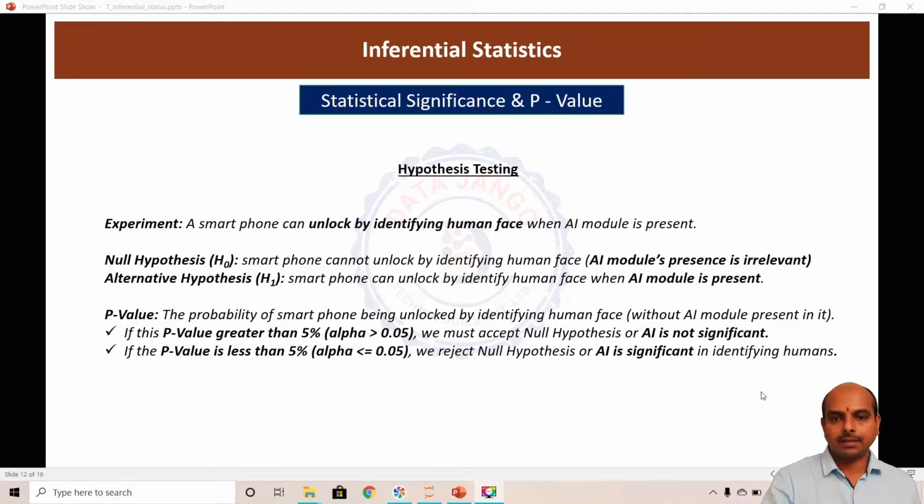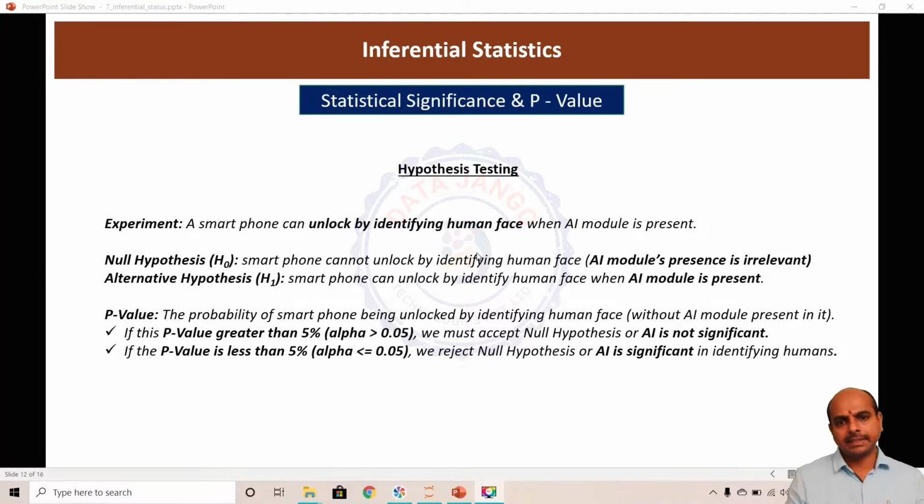Hello and welcome back. Let us try to understand more on statistical significance, p-value and hypothesis testing with two examples. The first example is there is an experiment, right? The experiment's outcome is that a smartphone can unlock by identifying human face when AI module is present.